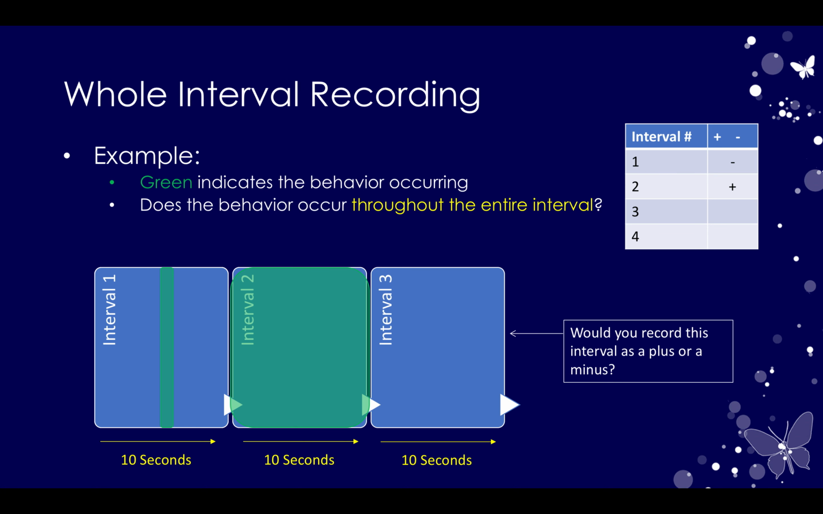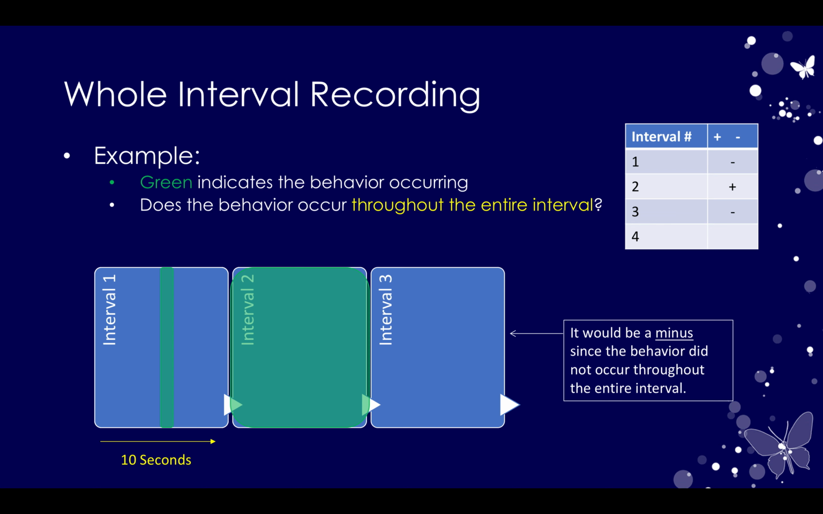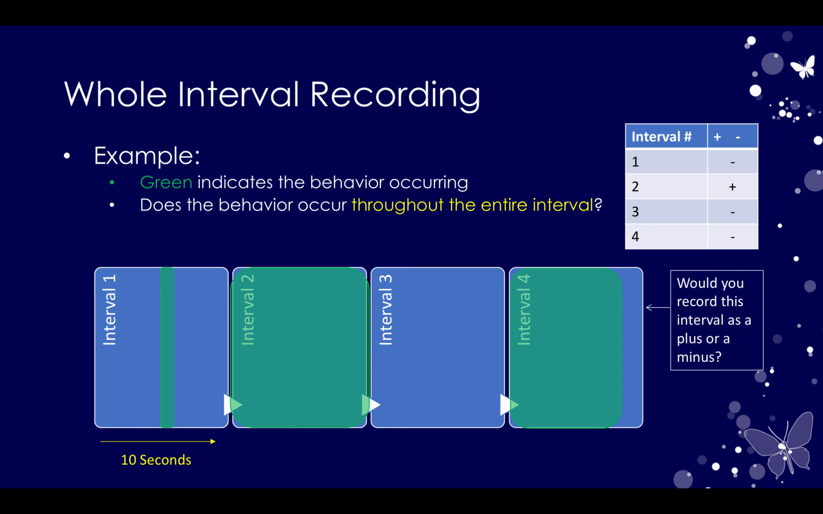Let's look at interval 3. Would you record this interval as a plus or a minus? Interval 3 would be marked as a minus because you can see that within this interval there is no green, meaning the behavior did not occur at all throughout the interval. Lastly, interval 4. Would you record this interval as a plus or a minus? This would be a minus because while the behavior occurred, it did not occur throughout the entire 10 seconds of the interval.